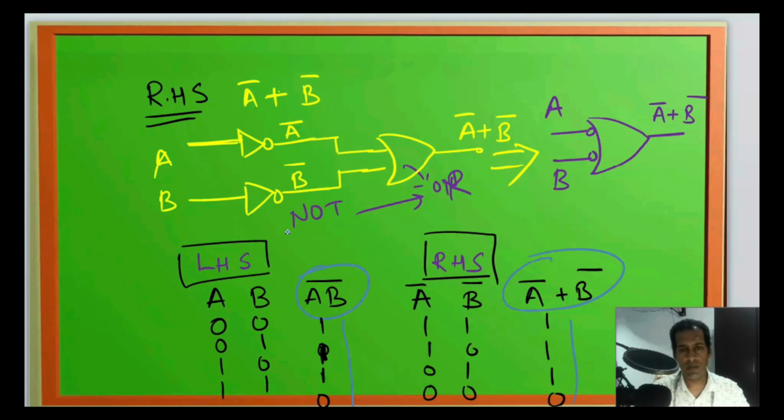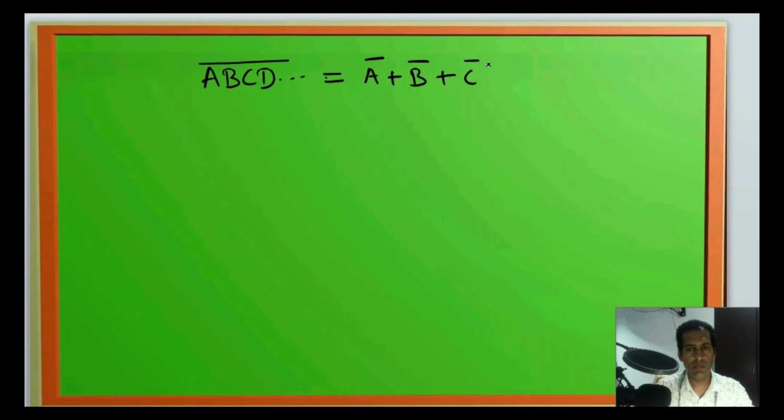Now this law can be used for multiple variables also. For example, if we extend the number of variables, say we have A, B, C, D and so on, and if we take the complement of their product, it will be equal to the addition of individual complements, A bar plus B bar plus C bar plus D bar and so on. Like this we can extend it.